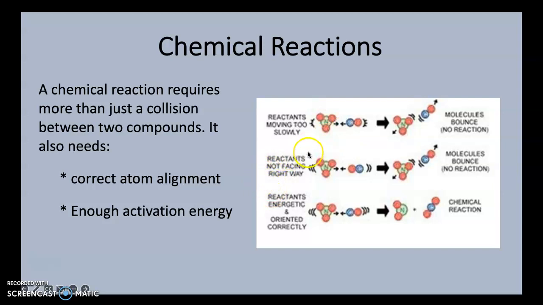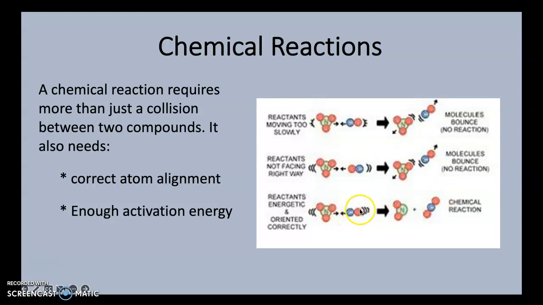If the reactants are moving fast enough, right? So they have enough energy, they have enough speed on them, but they're not oriented correctly, then again, they're just going to end up bouncing. They're not going to react and they're going to bounce off of one another. So in order for that reaction to occur, they have to have both enough energy and be oriented correctly in order to collide and have that reaction.